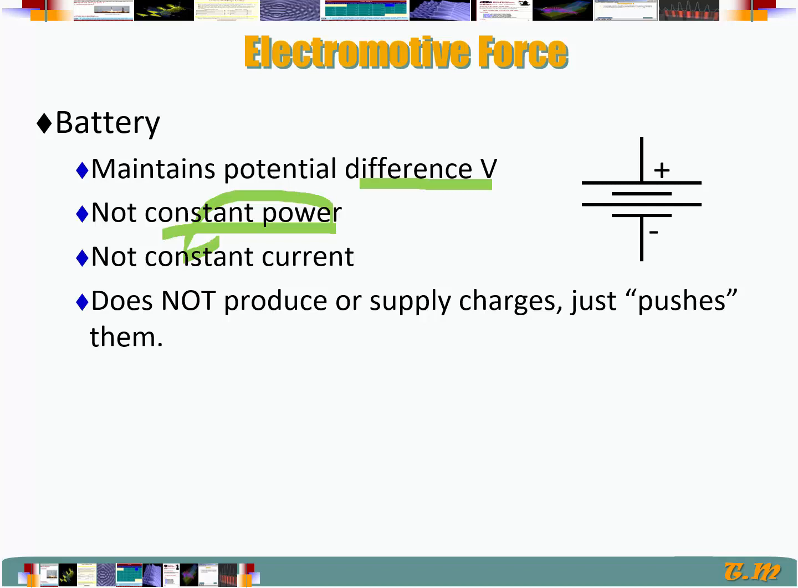Now, what a battery does is not really producing charges. Actually, the number of charges never changes. You just move charges, and that's what the battery does. It's going to push charges into the circuit.